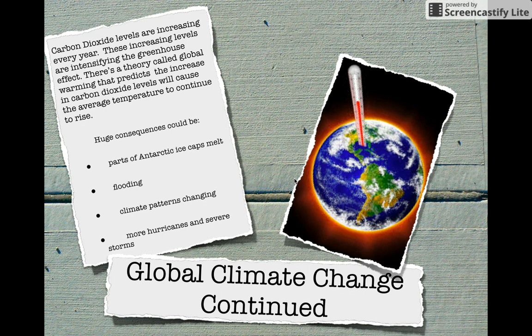Continuing with the global change, carbon dioxide levels are increasing every year. These increasing levels are intensifying the greenhouse effect. There's a theory called global warming that predicts the increase in carbon dioxide levels will cause the average temperature to continue to rise. And again, we're going to talk in class about why this is a theory. Huge consequences could be parts of the Antarctic ice caps melting, flooding, climate patterns changing, more hurricanes and severe storms. And again, we'll talk about this more in class, but this is just strictly for the purpose of note taking.